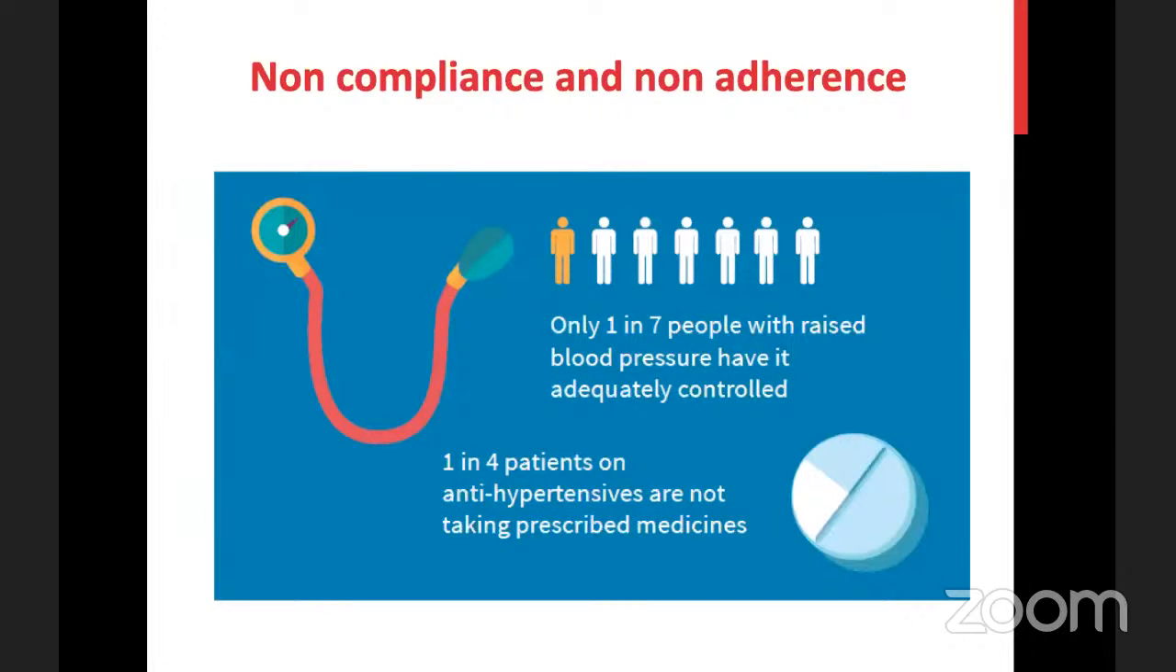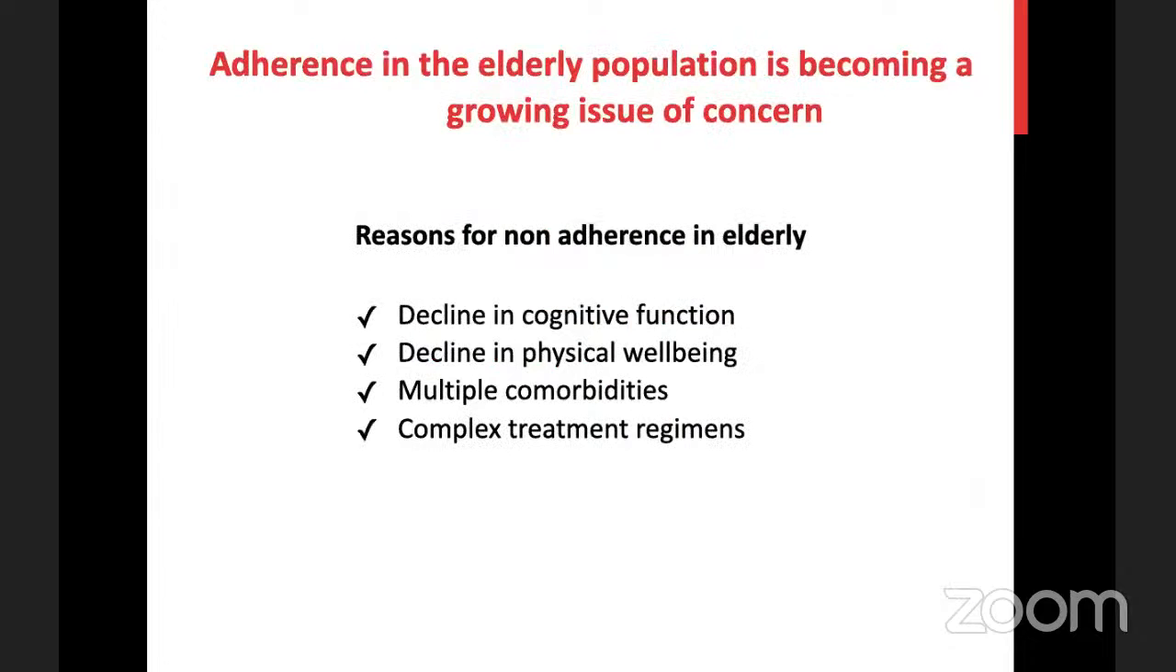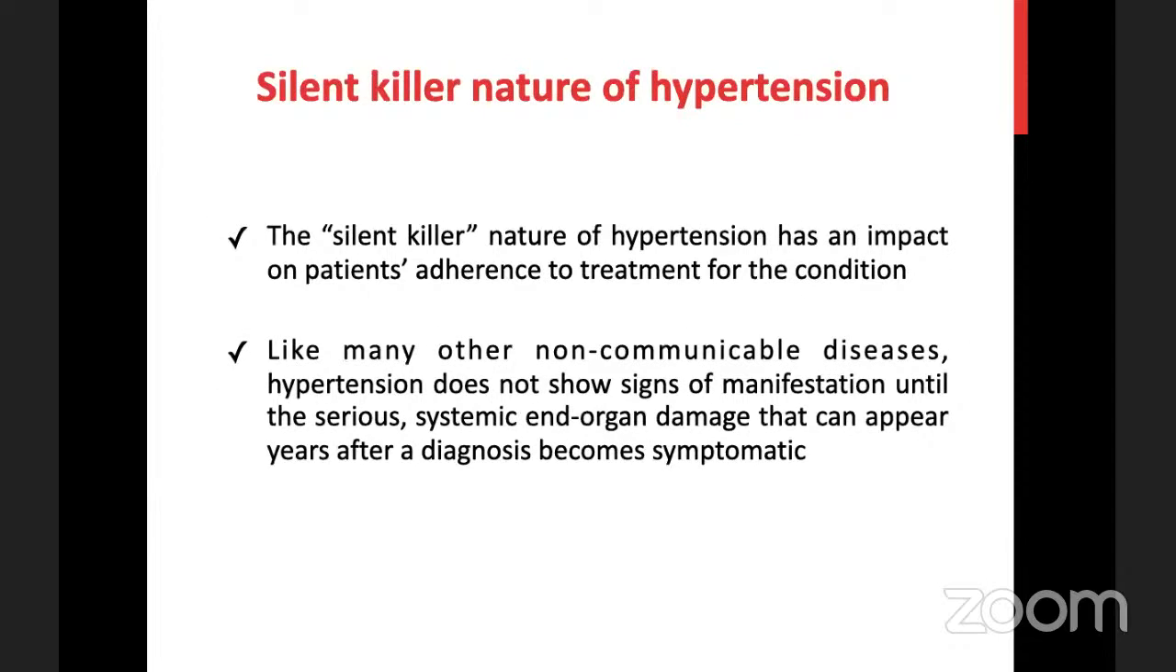Non-compliance and non-adherence. If you look at this slide, only 1 in 7 people with high blood pressure have it adequately controlled. 1 in 4 patients on antihypertensives are not taking prescribed medicines. Adherence in the elderly population is becoming a growing issue of concern. Reasons for non-adherence in elderly: decline in cognitive function, decline in physical well-being, multiple comorbidities, and complex treatment regimens. We should keep it simple.